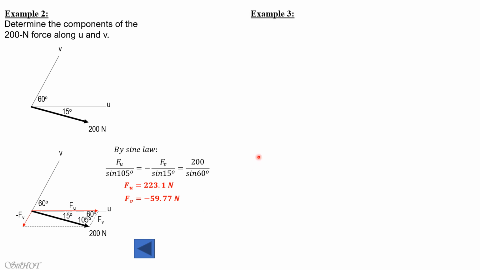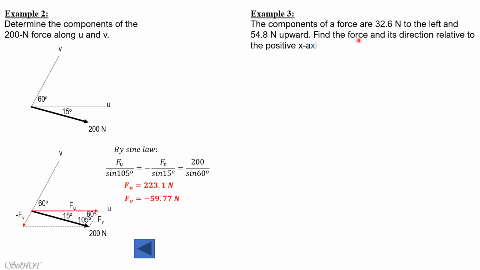Then for problem 3, example 3, the components of a force are 32.6 newtons to the left and 54.8 newtons upward. Find the force and its direction relative to the positive x-axis. So remember, a force is a vector. So we have the components leftward and upward. These are the components. So we draw a supposedly parallelogram, but it reduces to a rectangle as shown.